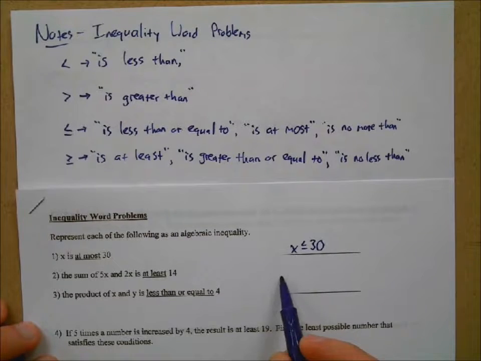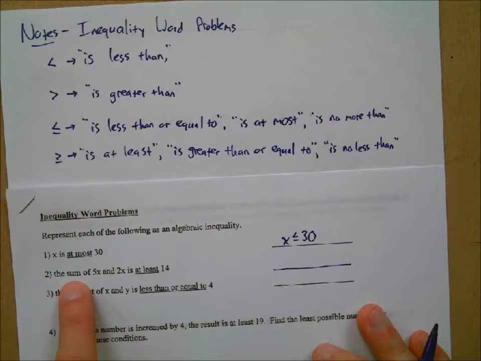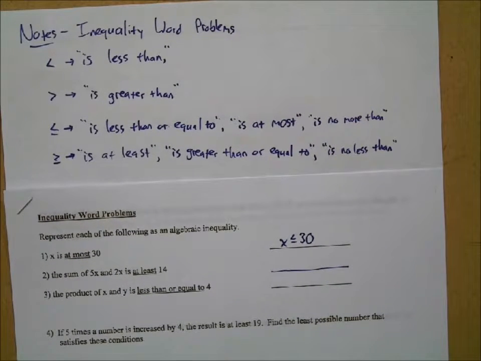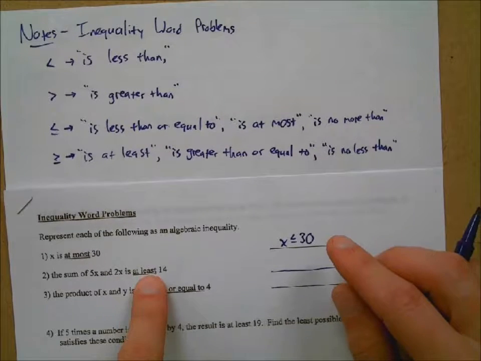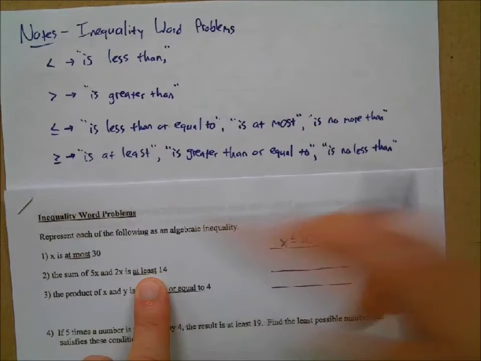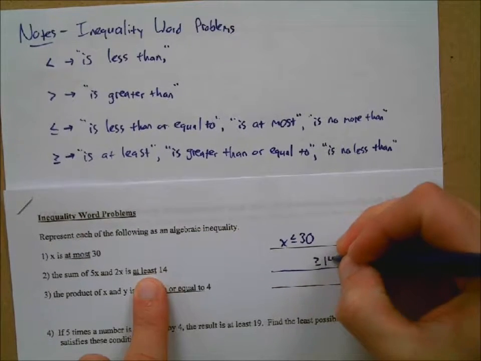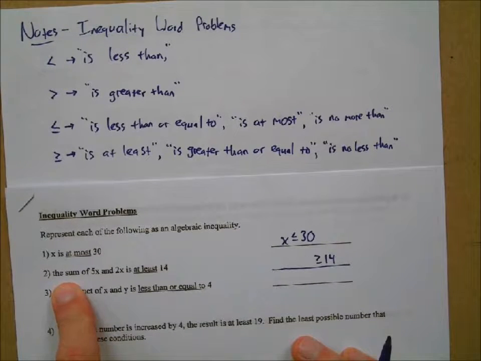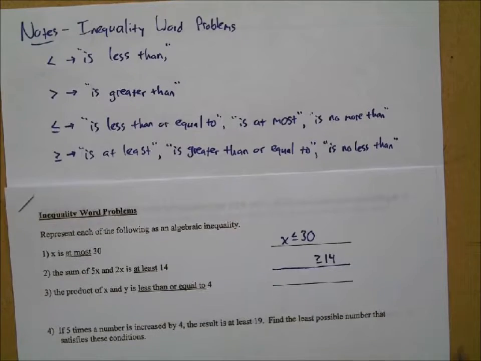Okay? The sum of 5x and 2x is at least 14. Okay. So, greater than or equal to? Well, let's see here. At least is greater than or equal to. So, greater than or equal to 14. What does sum mean, Carson? Sum means to do what? Total. So, what operation is that? Addition. Yeah, addition. That's right. Thank you, Carson. You did a really good job there.